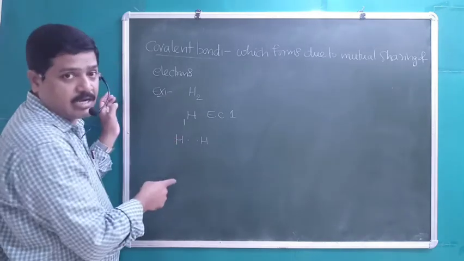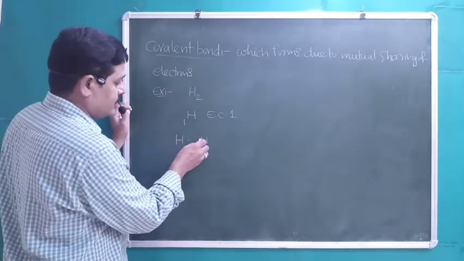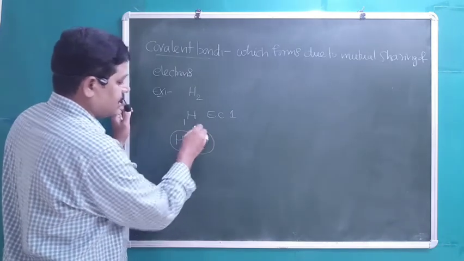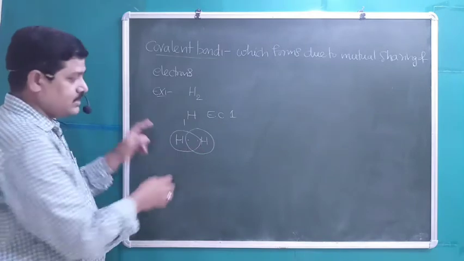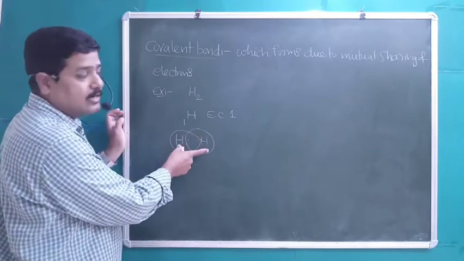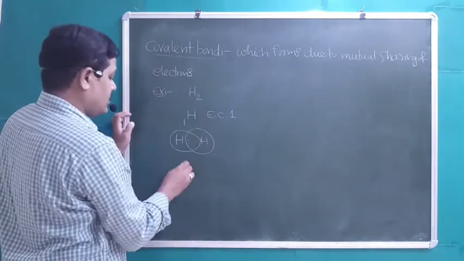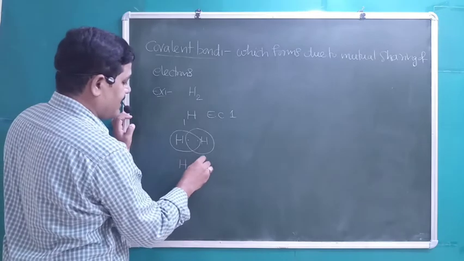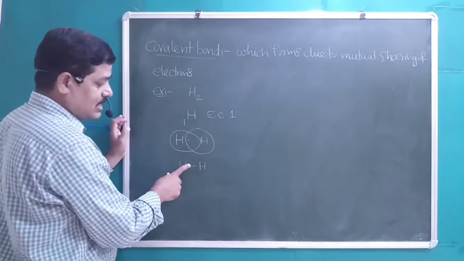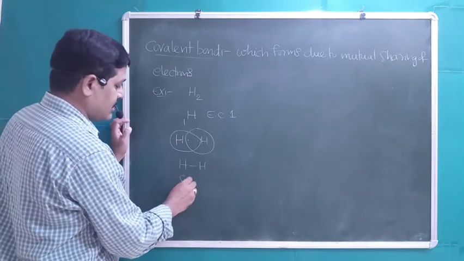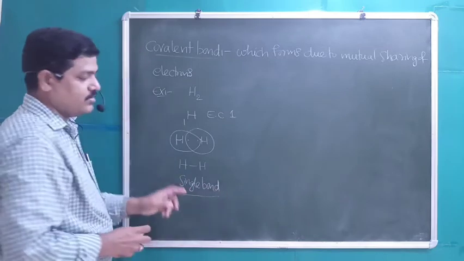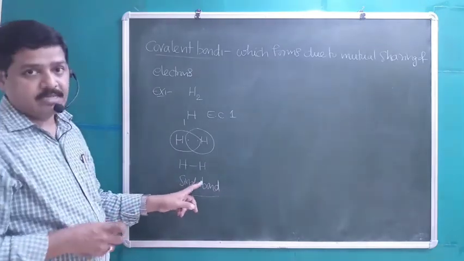So each hydrogen atom will donate 1 electron, and this pair of electrons is equally shared between 2 atoms, right? Due to that, a bond forms between 2 hydrogen atoms, which is called a covalent bond. It can be represented with a line drawn between the 2 atoms. When 1 electron pair is shared between 2 atoms, that is called a single bond.